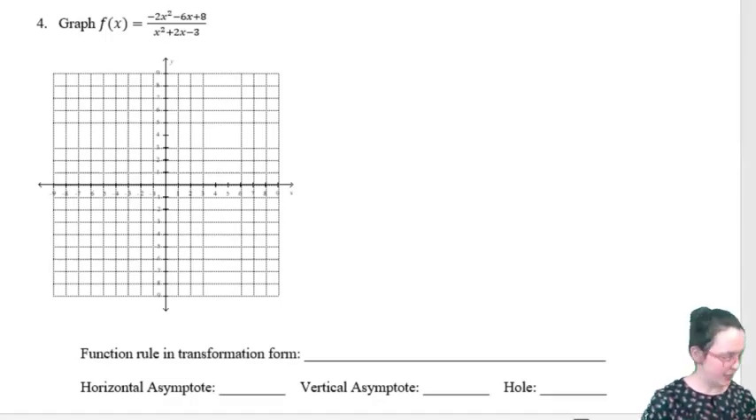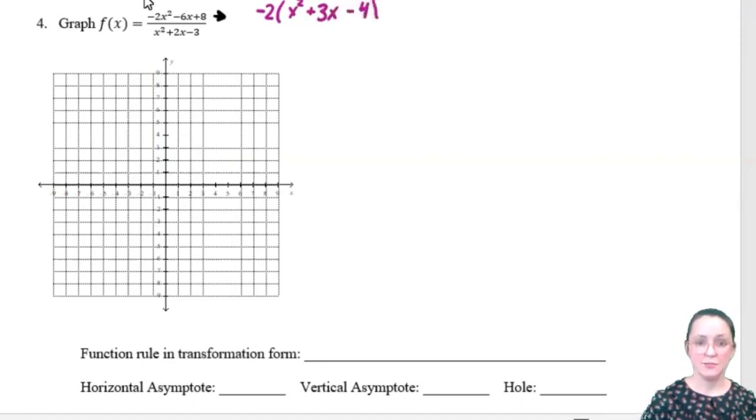Okay, we're going to be on page 159 in your Agile Mind book. This is number 4. So let's go ahead and factor both the numerator and the denominator. This numerator, the first thing we need to do is actually check for a GCF. It does have one, so we're going to factor out a -2 first, and we're going to wind up with x squared plus 3x minus 4.